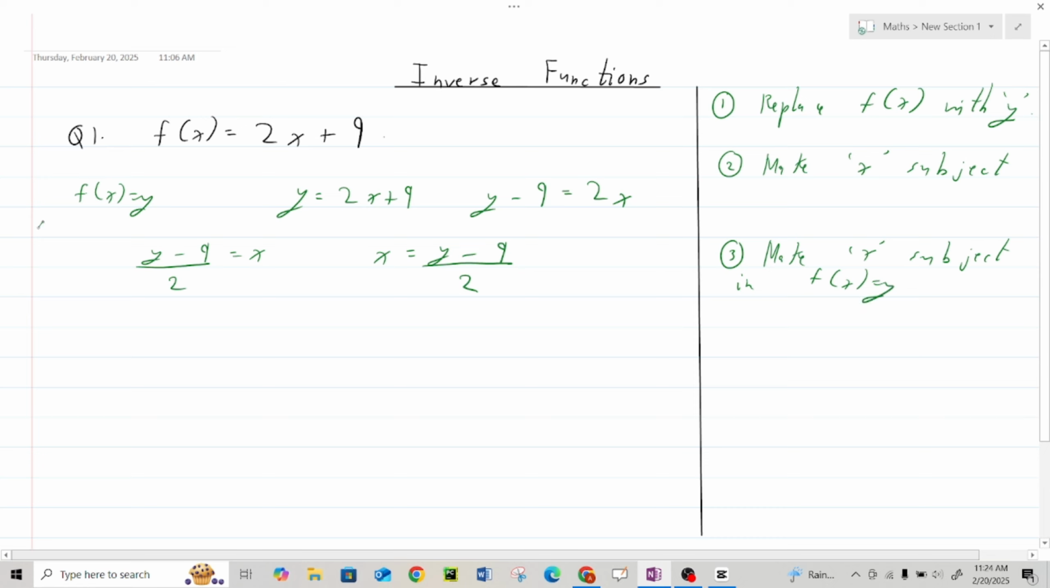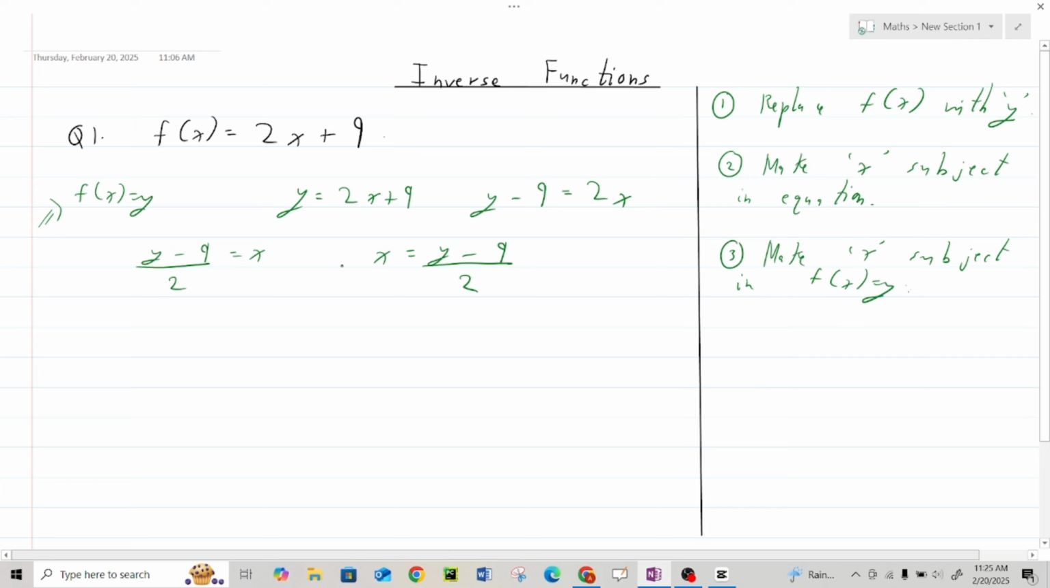Remember this thing over here? We have to make x the subject over here, and you might be confused about making x the subject. Don't worry. The first one is the second step, make x the subject in the equation. The one below is make x the subject in f of x equals y. And one more thing, don't worry about writing these notes down. I'm going to leave the link to the notes in the description so you can access them there.